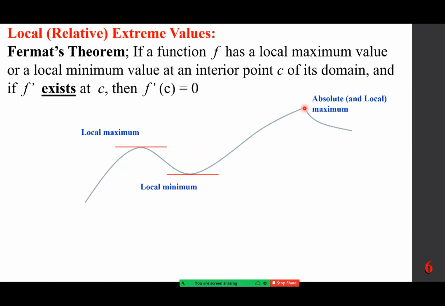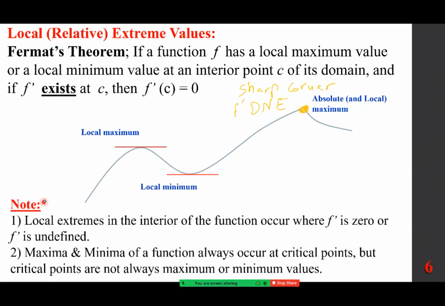This one is a local max as well as an absolute max because in the entire domain, no other point has a larger y coordinate. But at this point, I hope you realize it's a sharp corner, and f prime does not exist. Now, local extremes in the interior of the function occur where f prime is 0 or f prime is undefined. That's what happened here, undefined or doesn't exist.